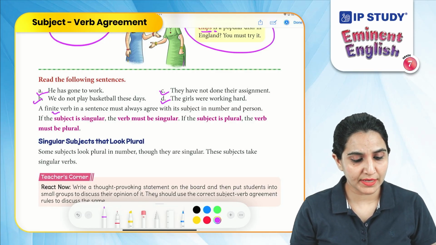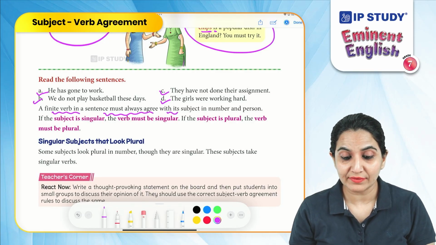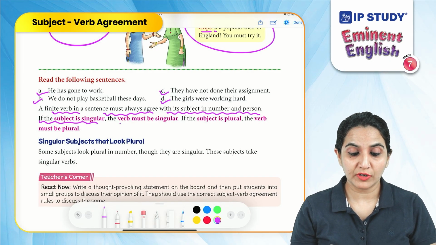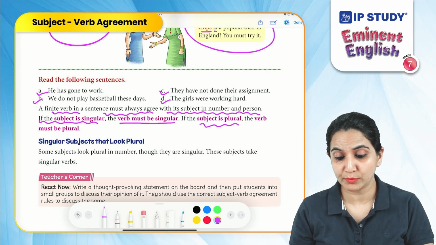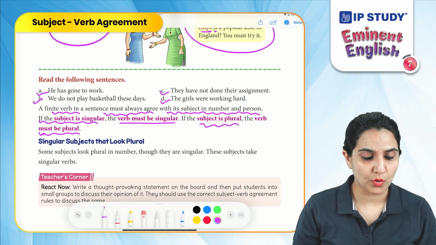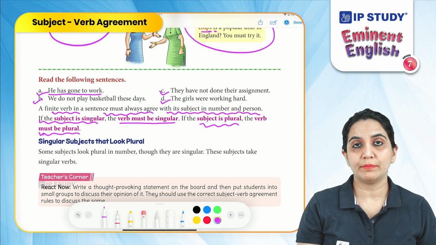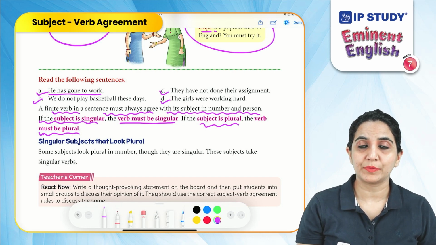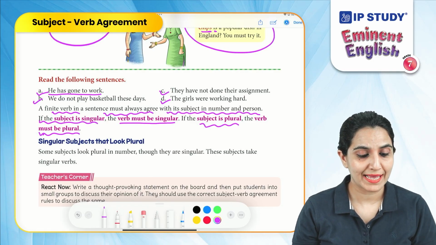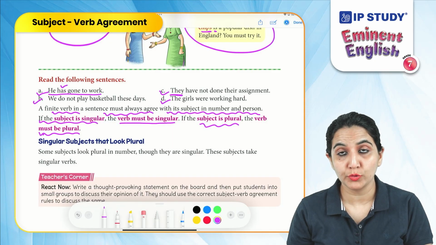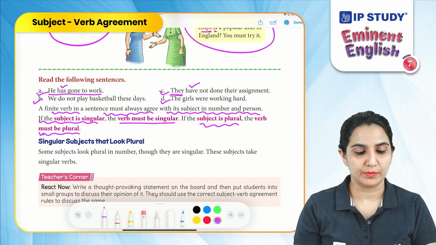A finite verb in a sentence must always agree with its subject in number and person. If the subject is singular, the verb must be singular. If the subject is plural, the verb must be plural. For example, he has gone to work. In this sentence, we are talking about the third person. That means for a third person singular subject, we will use has as the verb. They have. Now we are talking about plural. We are talking about many people. So we will use have as a plural verb.